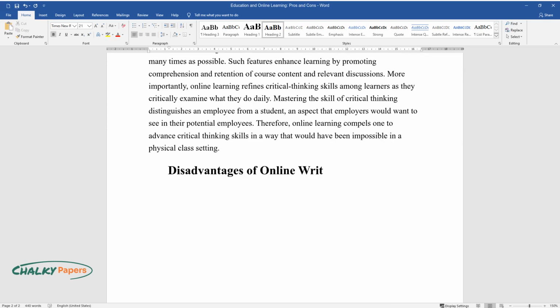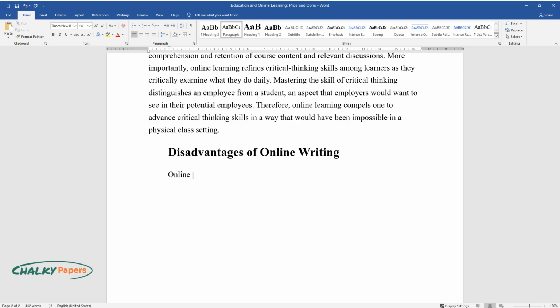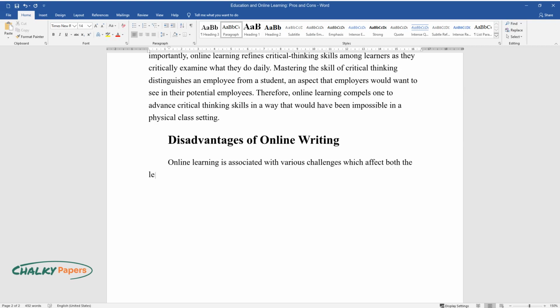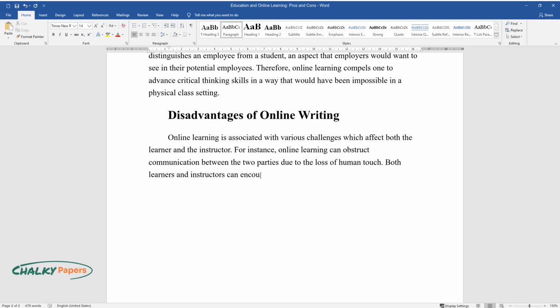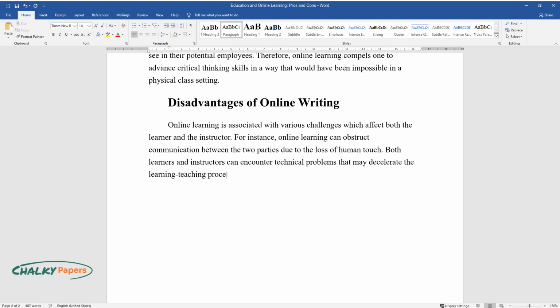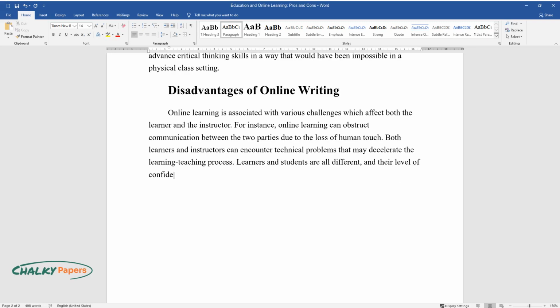Disadvantages of online learning. Online learning is associated with various challenges which affect both the learner and the instructor. For instance, online learning can obstruct communication between the two parties due to the loss of human touch. Both learners and instructors can encounter technical problems that may decelerate the learning-teaching process. Learners and students are all different, and their level of confidence, capability, and flexibility also varies.